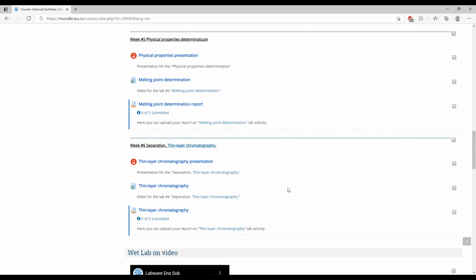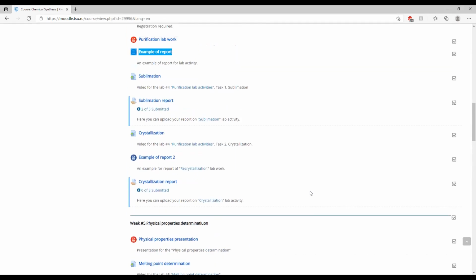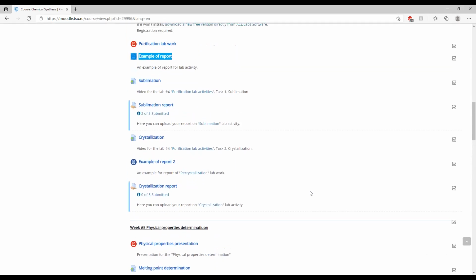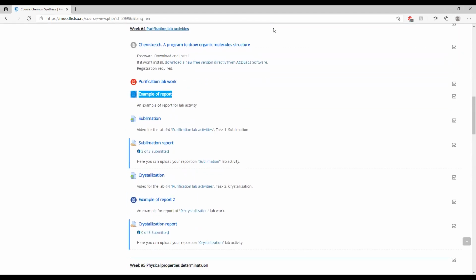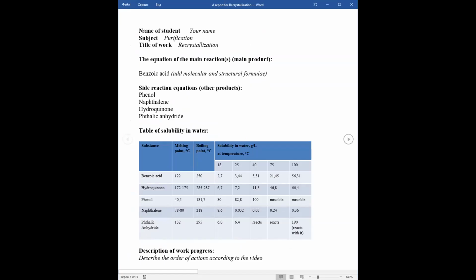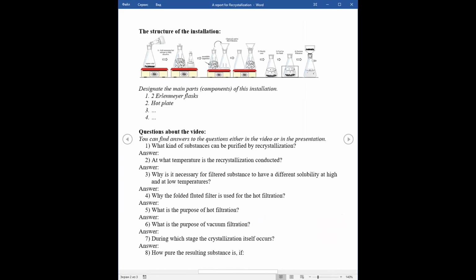So for today, I think it's all. If you have any questions about your reports or some. Yes. Sorry, do we use the same compounds for all the reports? You mean chemical compounds? You mean this name, subject, title, equation? Yes, you use the same, but different substances, of course, in different reports. For example, for the second report there would be such substances. They are not the same. For the first, a different table, of course, and a different structure of installation.